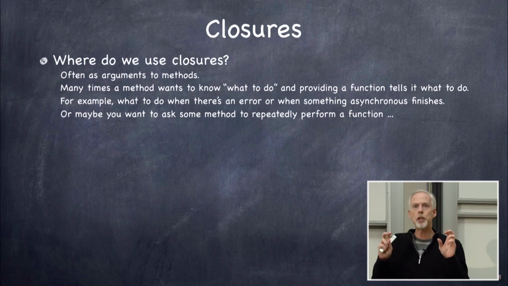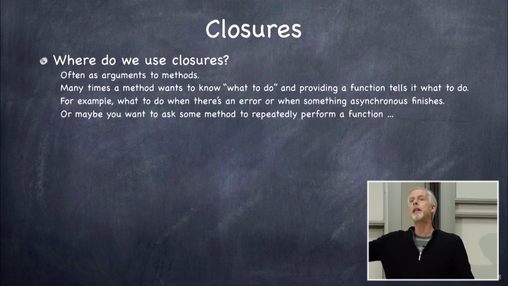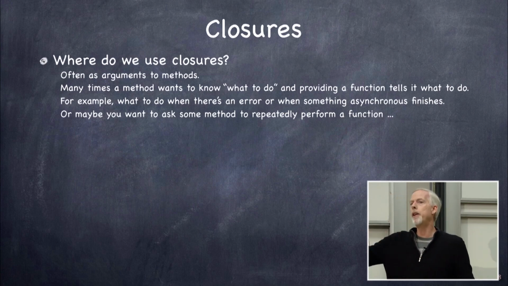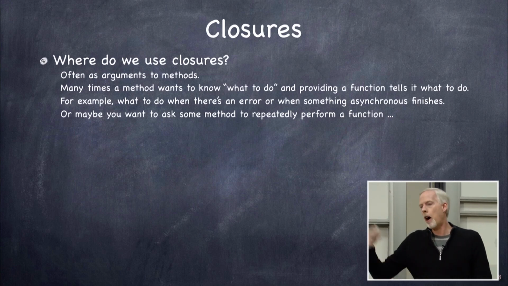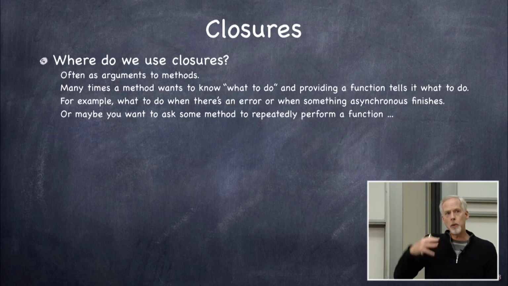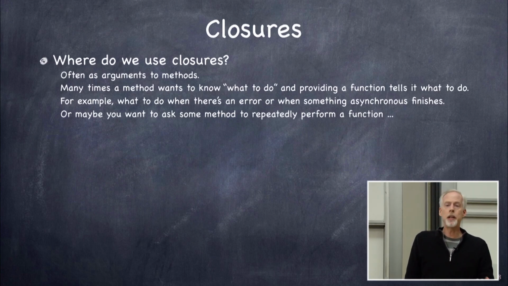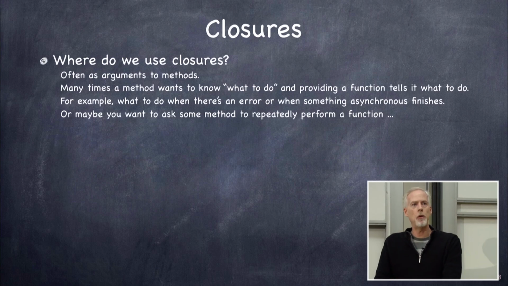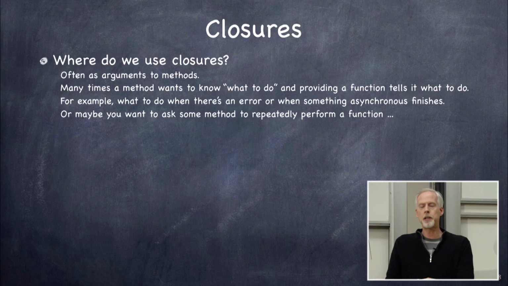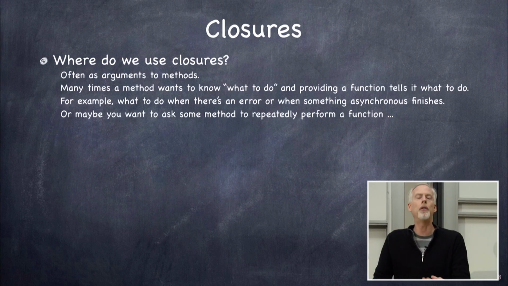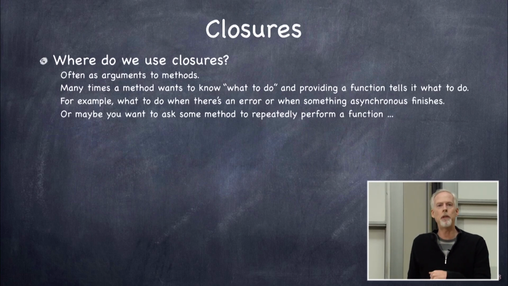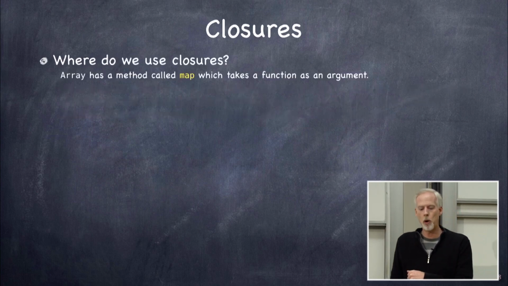Maybe it wants to know what to do if it's going to do something that takes a long time. It's going to go on the network and download something off in the background, and when it's done, it wants to tell you. Okay, it would call a function to do that. Another thing is it might be doing something repeatedly. It wants to do the same thing over and over, so it's asking you to tell it what to do over and over. So let's take a look at an example of that last one there. Doing something over and over.